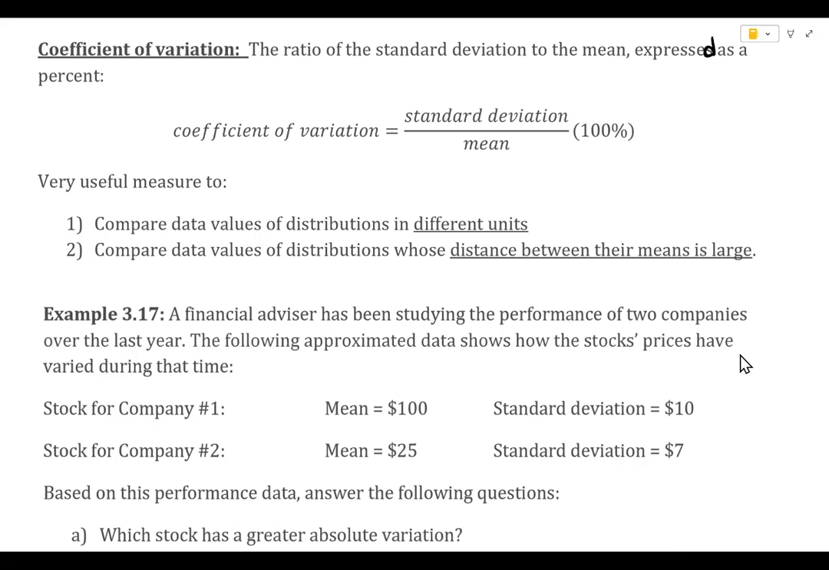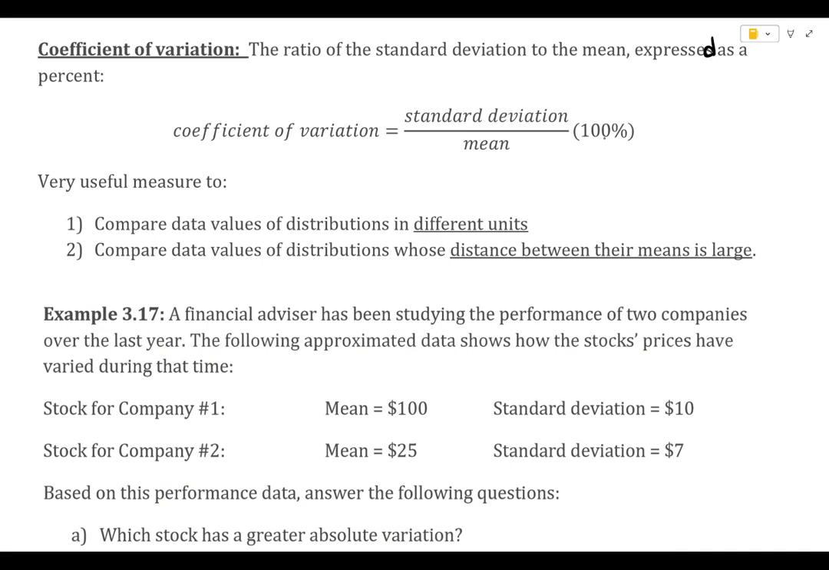Hello. In this video, we're going to look at the coefficient of variation, as well as try to compare how two different data sets with a mean and standard deviation given change over time. The coefficient of variation is the ratio of the standard deviation to the mean expressed as a percent. There's a little typo. The coefficient of variation is equal to the standard deviation divided by the mean times 100 to make it into a percent.